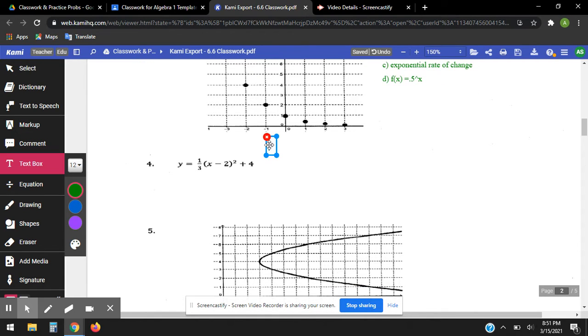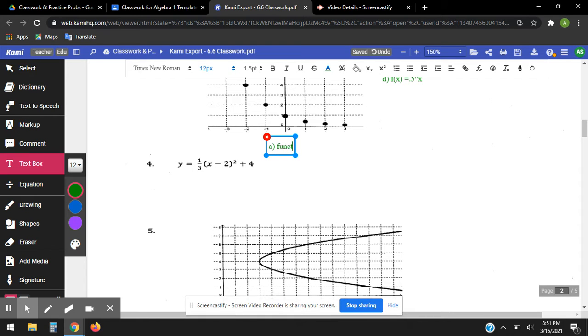All right, 4. This is definitely a function, and I can see that I have a squared in there, so this one would be quadratic. C, if it's quadratic, then it has a linear rate of change. Another representation. I have a few options here. I could graph this. I could make a table. I think I'll go ahead and do a table for this one. Graphing's a little tricky for me right now.